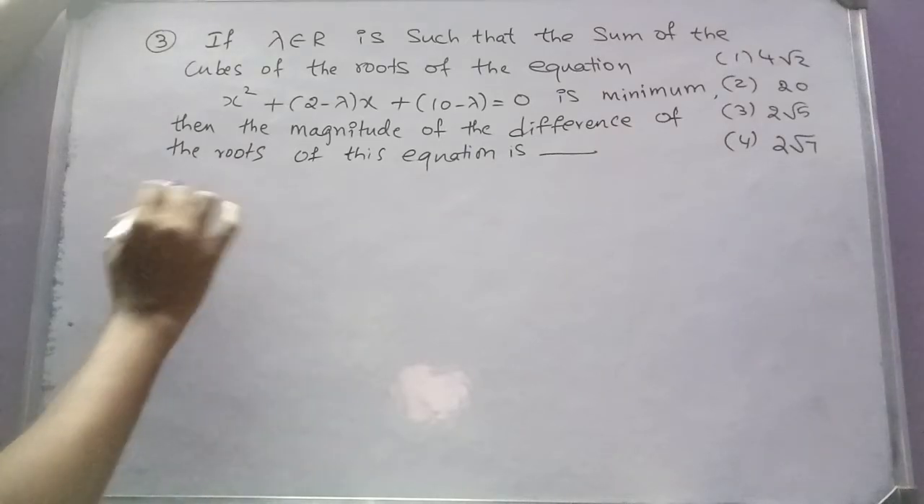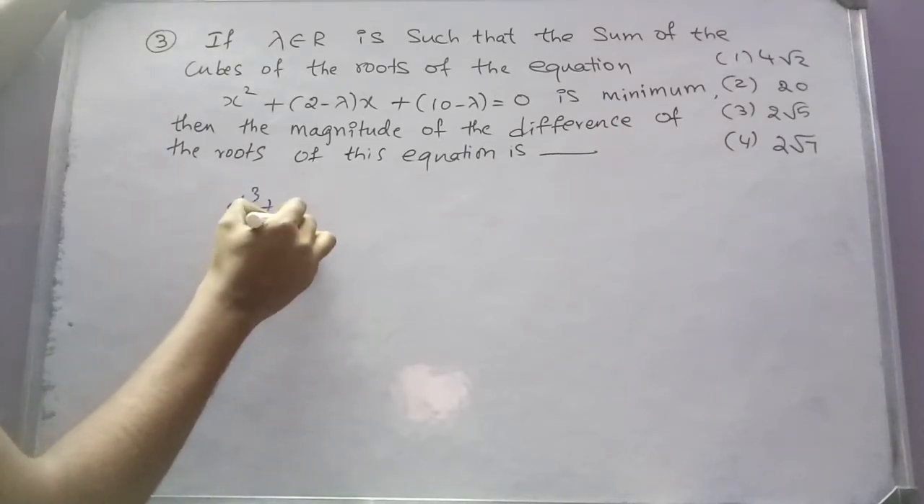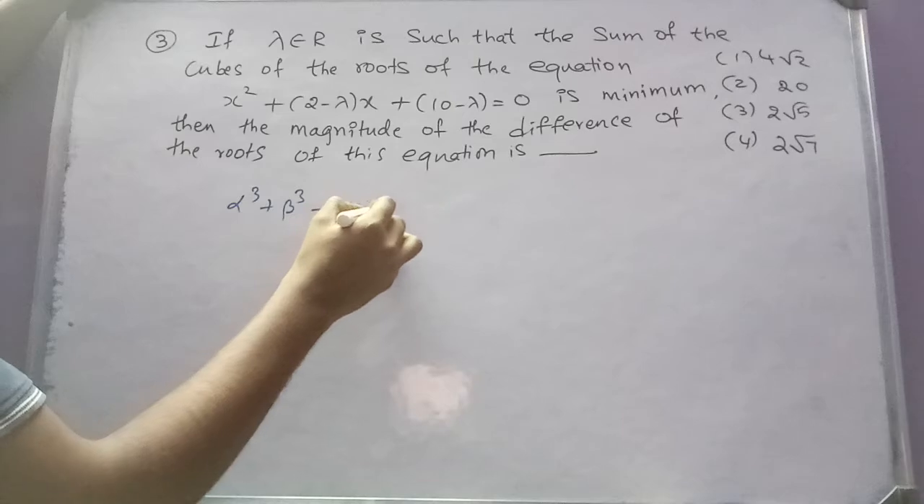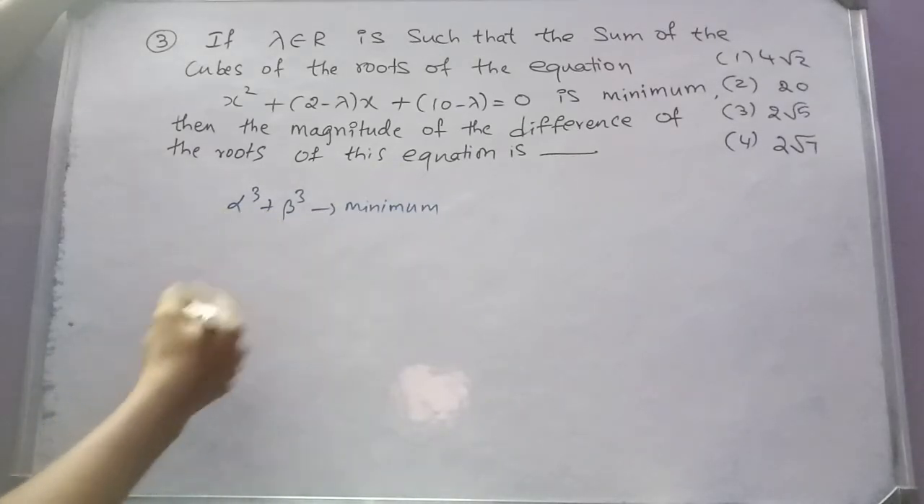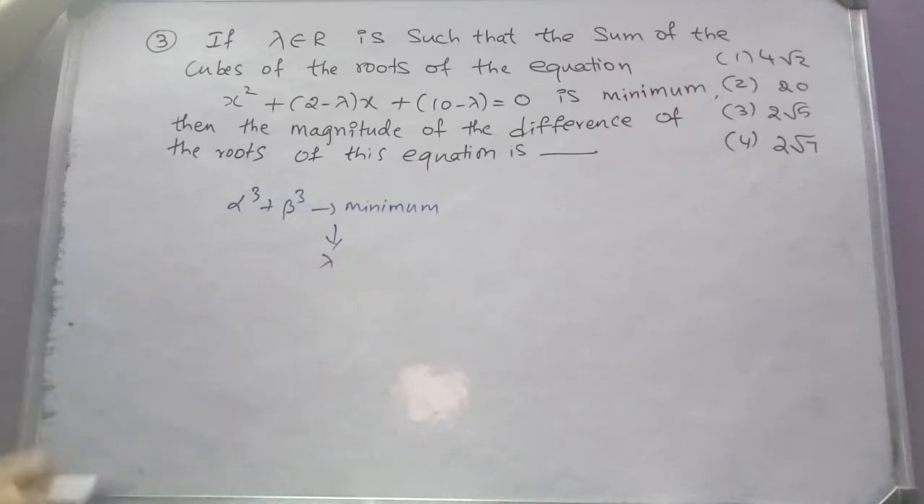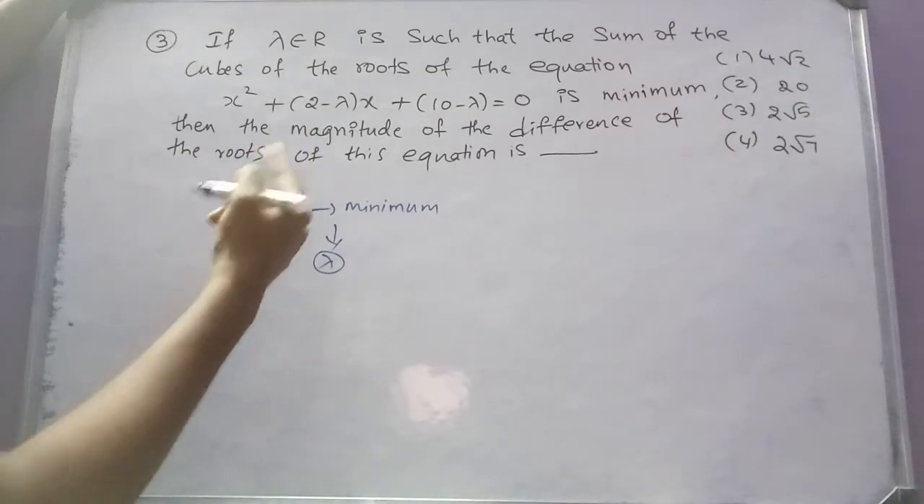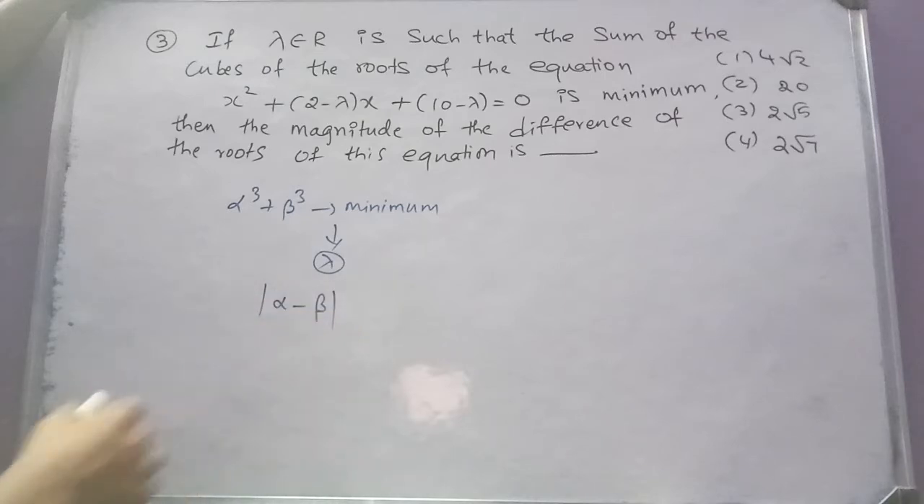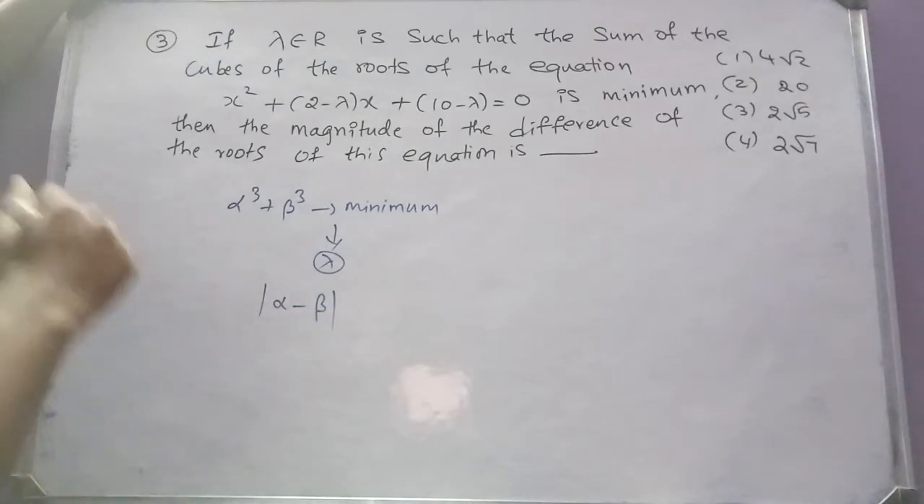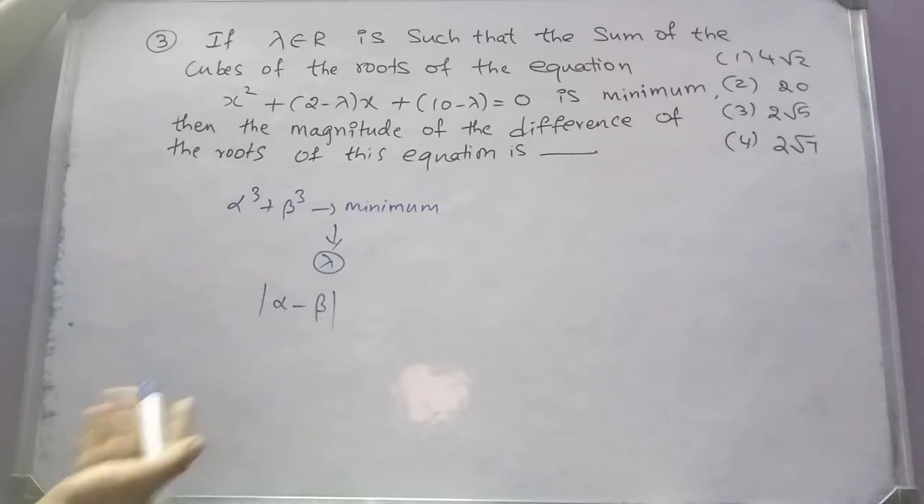So first of all, they told that alpha cube plus beta cube is minimum. So when alpha cube plus beta cube is minimum, you consider the value of lambda. And using that value of lambda, we have to find the magnitude of the difference of the roots. Magnitude of the difference of the roots means magnitude of alpha minus beta. So let us see how to proceed.